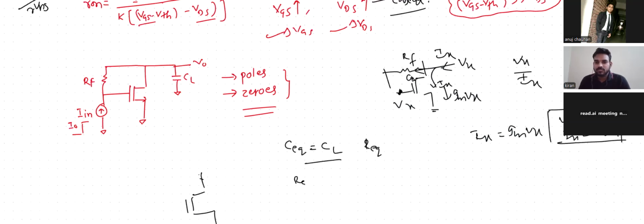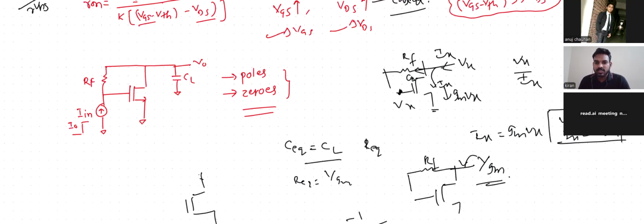So why did you do this calculation? Can't we directly see this, a diode-connected transistor? Yes, it is direct. Even though the resistor is there or not, we can say it is 1 by Gm. So what is the pole then? I can say minus Gm by CL. This is my pole.